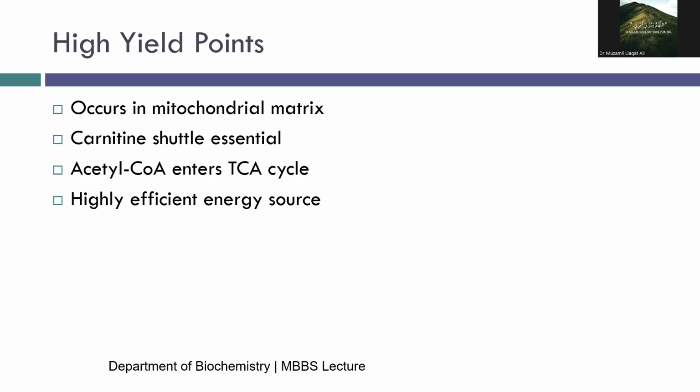So what about the high-yield points? Beta oxidation occurs exclusively in the mitochondrial matrix. The carnitine shuttle is essential for long-chain fatty acids, and each cycle removes 2 carbons as an acetyl-CoA molecule. And it is a highly efficient energy source during fasting conditions.